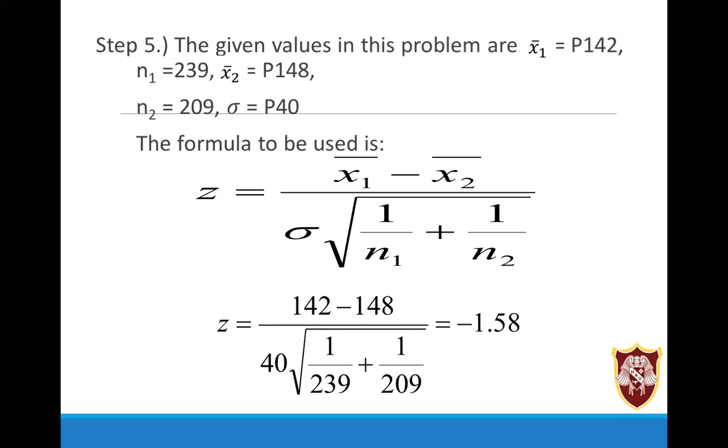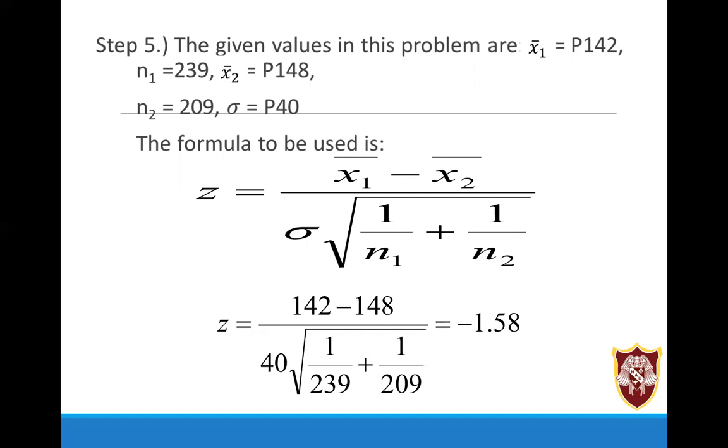Okay, so the given values in the problem are mean x1 equals 142 pesos, sample size 1 is 239, mean value for the second sample is 148 pesos, and then the sample size for the second group is 209, with the population standard deviation of 40 pesos. So that's the formula to be used. So that is for z comparing a sample with a population.